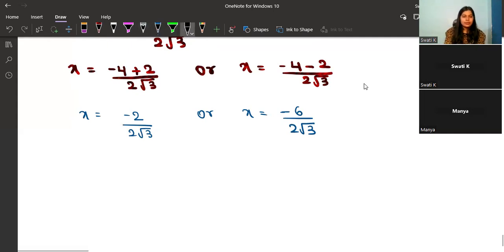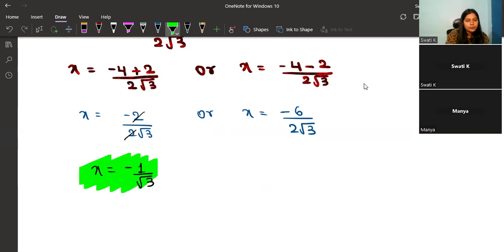Next step. What is x? What do you think? What will get cancelled? Don't you think that this 2 and this 2 will get cancelled? You are understanding how I'm cancelling that, or do you have any doubt in that? Clear, right? And minus sign will come as it is. So that means 1 upon root 3. So that is your first value of x, which is minus 1 upon root 3.